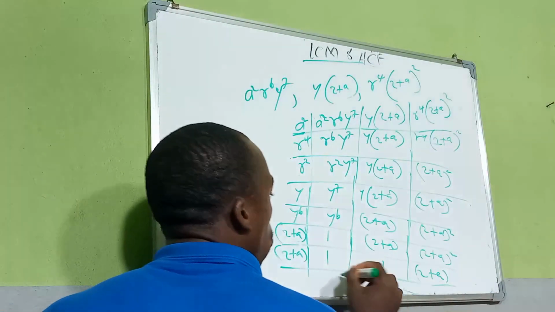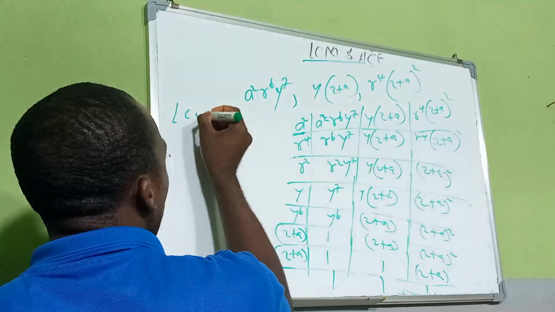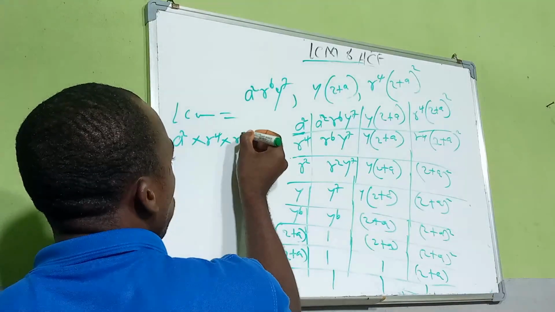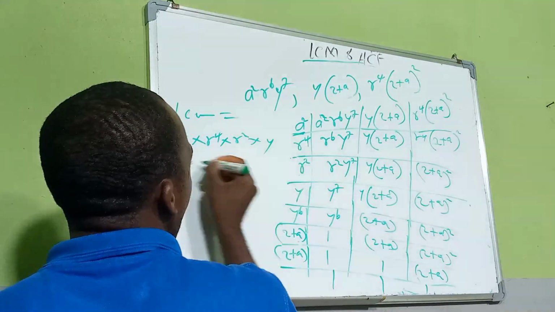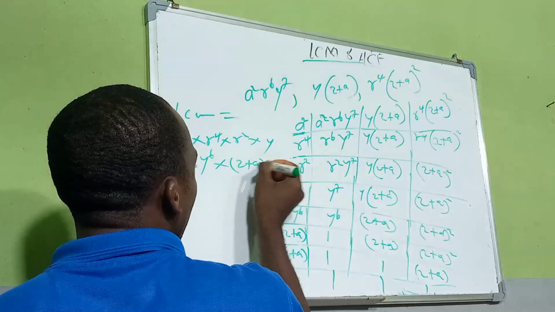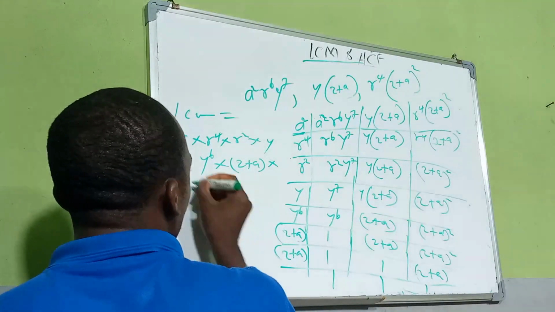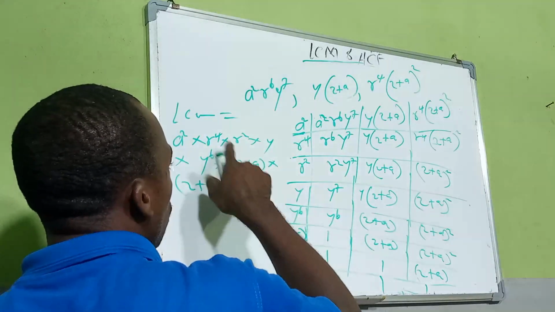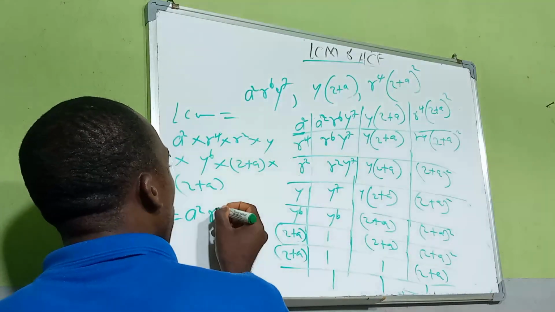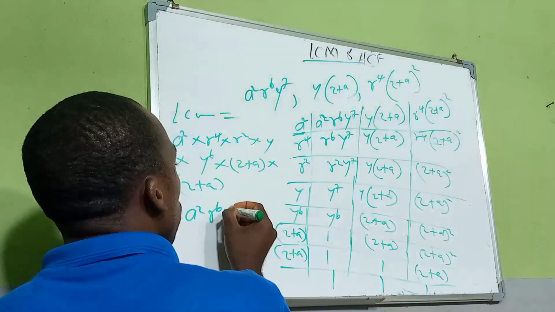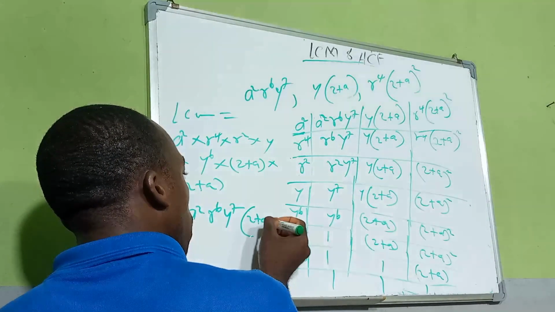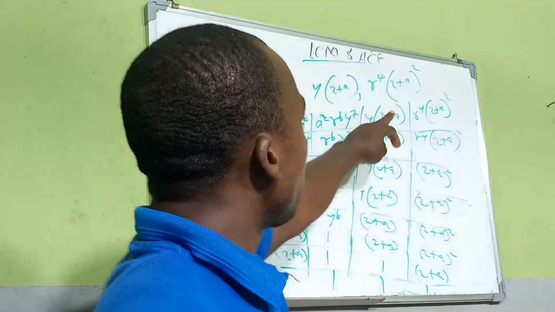So we have 1, 1, 1. So finally, we'll now say that our LCM will be equal to A raised to power 2 times R raised to power 4 times R raised to power 2 times Y raised to power 6, then times 2 plus A times 2 plus A. So the answer will be equal to A raised to power 2, R raised to power 4 times R raised to power 2 will be R raised to power 6, then times Y raised to power 6 will be Y raised to power 7, times 2 plus A times 2 plus A in bracket will be equal to 2 plus A open bracket squared. So this is the LCM of this, and this.